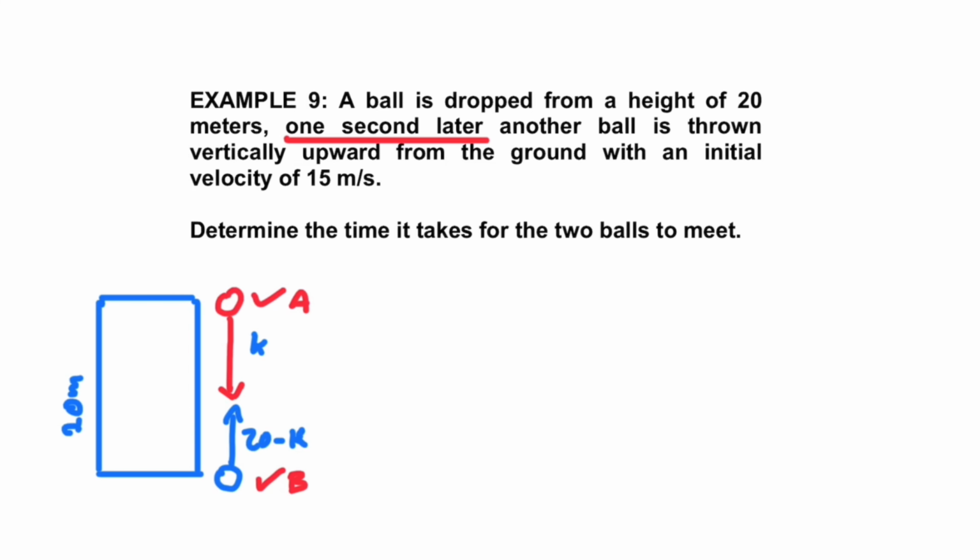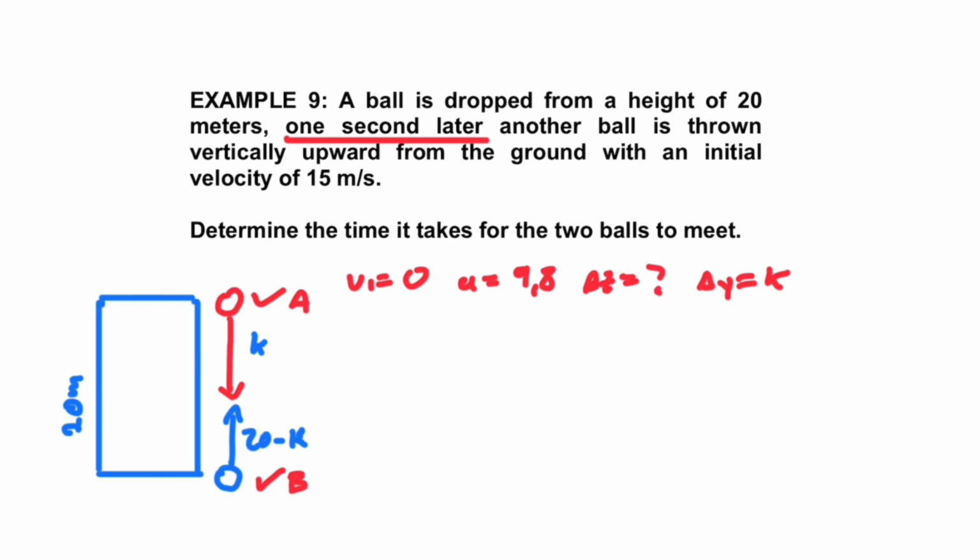So for ball A, we have the initial velocity. It is dropped, so we have vi is equal to 0. We have the acceleration, obviously, 9.8. What else do we have? Do we have the time? No, we don't have the time, but we have the displacement. We can take the displacement of ball A as a variable k. If we take up as positive, we must substitute k with a negative sign. So the displacement is equal to k.